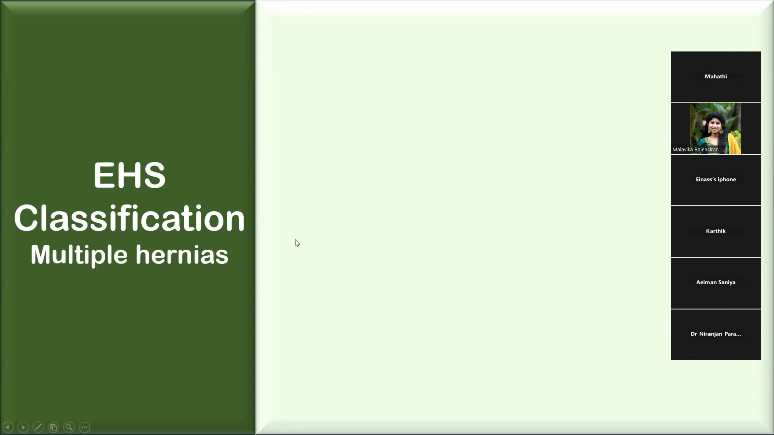And the next thing is, when you have multiple hernias, what do you consider as the length and the width? That's the next important question. Not always do you get one defect, so you have to mention the width and the length. If you have multiple hernias, what do you do? Karthik, Sanya, anybody? Which is important? The largest one, sir. Good guess, but wrong guess.